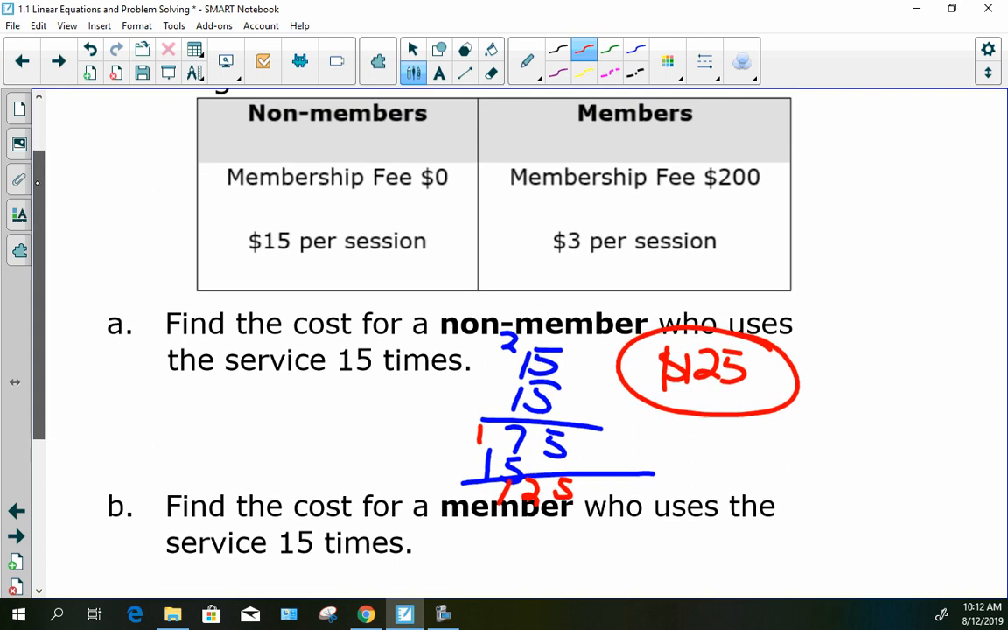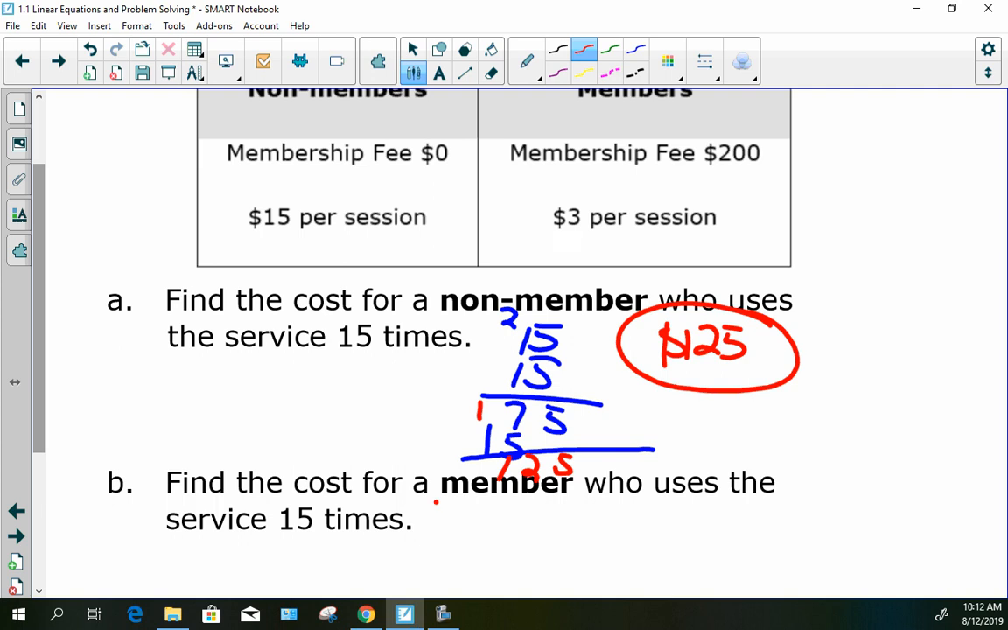Now, if they are a member and they go 15 times, they only pay $3. Well, 15 times 3, that's $45. So obviously, the member price is cheaper. How many people think the member price is cheaper? Okay, that's wrong. Don't put your hand up. Why is the member price not cheaper? Yes. Yep, so you have to add $200 to this. So a member would actually pay a total of $245.